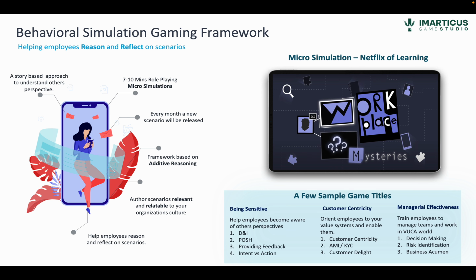The fourth important product is the behavioral simulation gaming framework. This is what we call the Netflix of learning, where at every periodic interval that is defined, it could be every fortnight or a month, a new series is launched. This is a role-playing, scenario-based game where employees play the role of an investigative individual who understands and uncovers various incidents that happen within an organization.